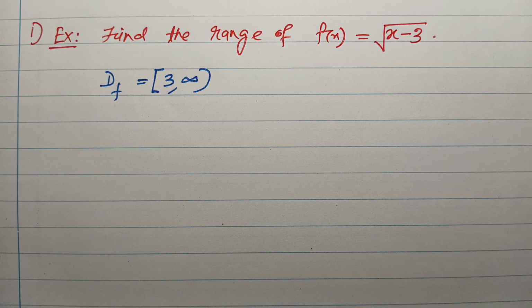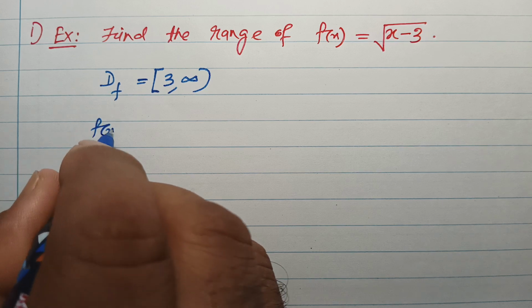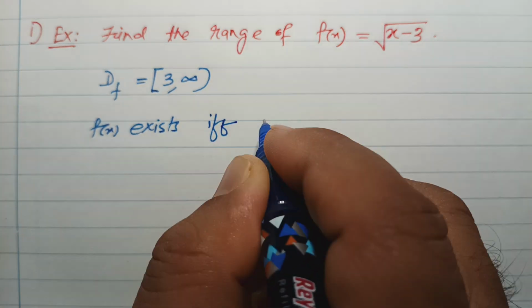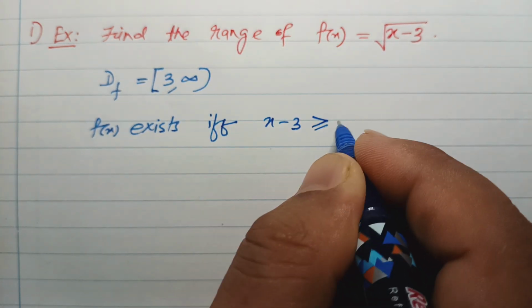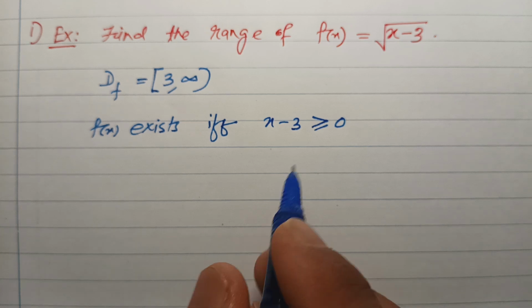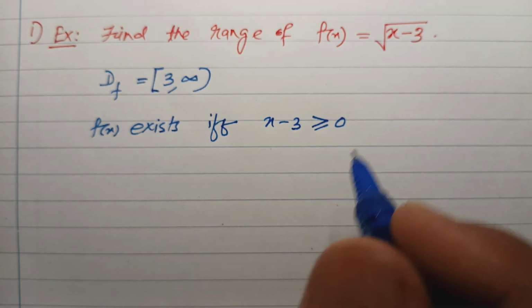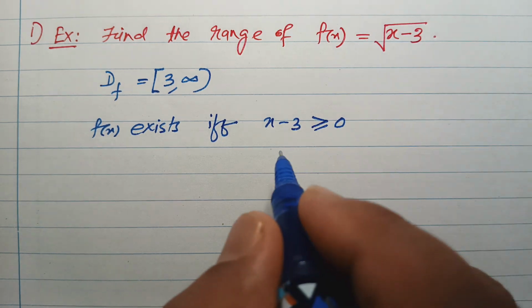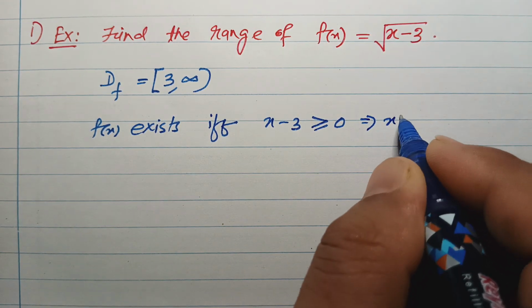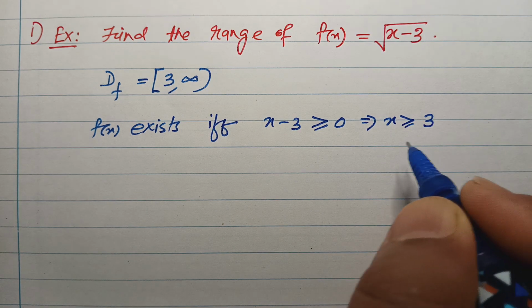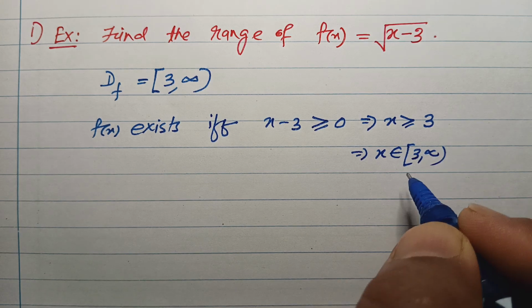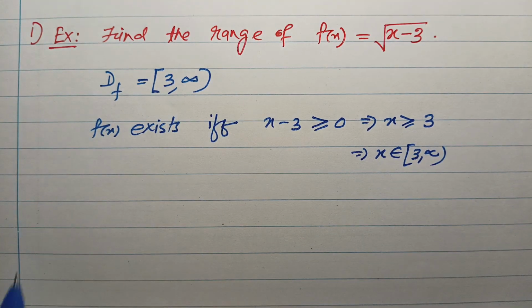Now you might be wondering why 3 to infinity. Let me explain. This f(x) exists if and only if x − 3 is not strictly greater than, but greater than or equal to 0. That means the square root of 0 exists, a finite quantity, or a value which is more than 0. So this would give us x is greater than or equal to 3. So this implies x belongs to [3, ∞). Hence the domain of this function is [3, ∞).